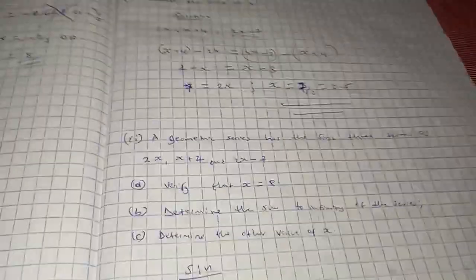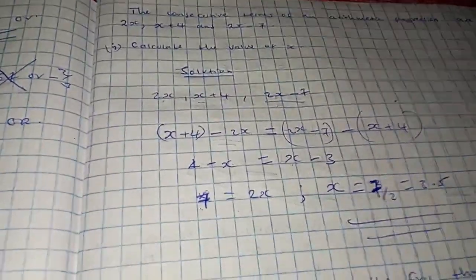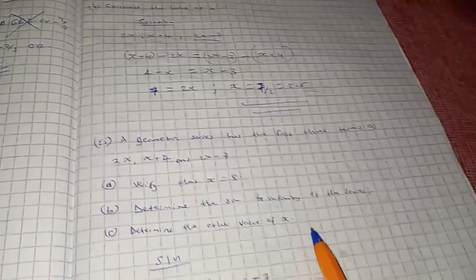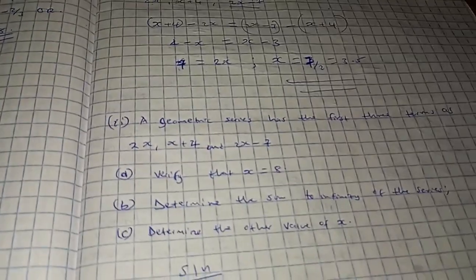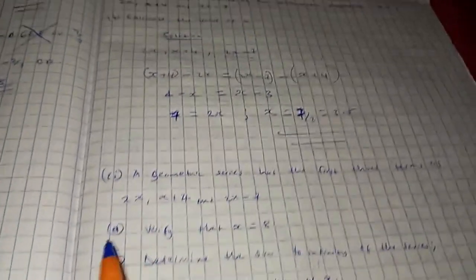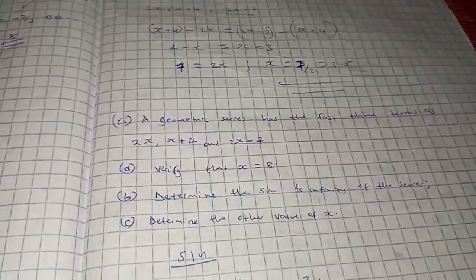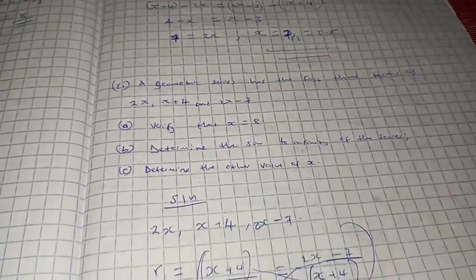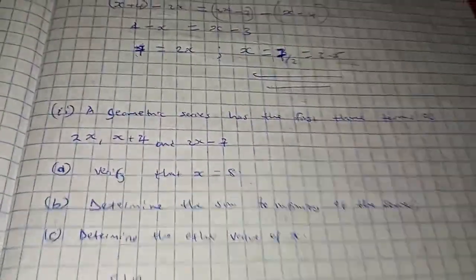So I just want to accomplish what I had left. Remember from the previous session we had solved this, whereby we verified that the value of x equals 8, given the first three terms of a GP as shown here: 2x as the first term, x plus 4 as the second term, and 2x minus 7 as the third term.